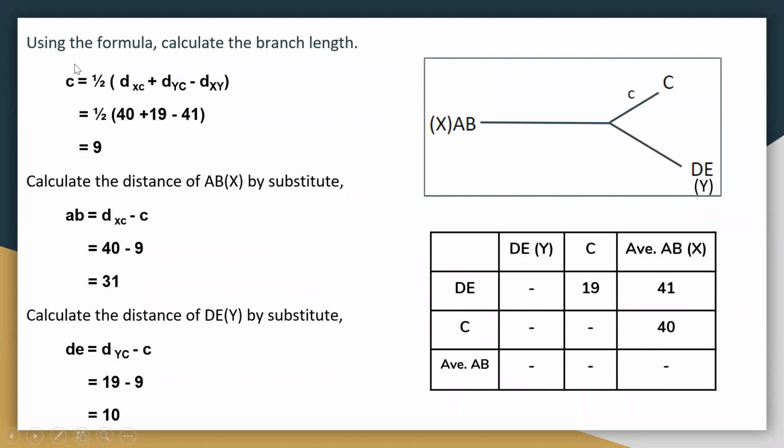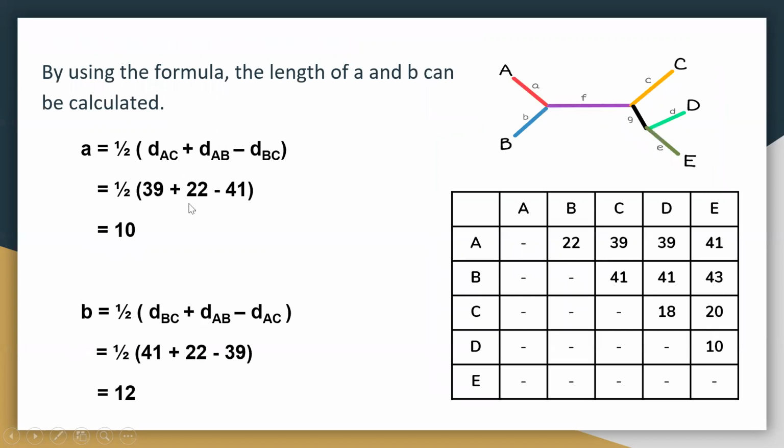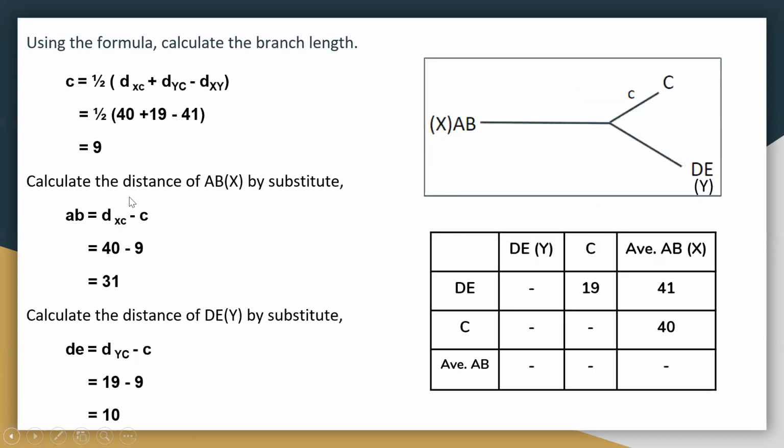Next, from the previous slide, we get the distance average, which is AB as X and DE as Y. Therefore, the length of C can be calculated by using the formula half times distance of XC plus distance of YC minus the distance of XY. Then we will get the length of the branch C is 9.